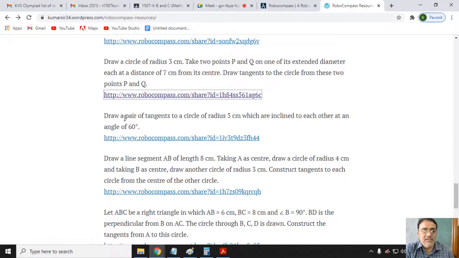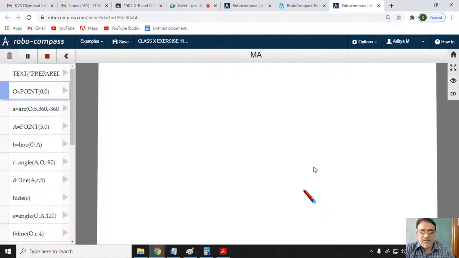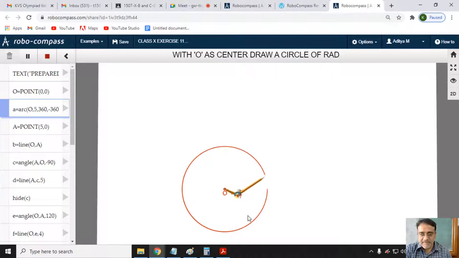Now we are moving towards the fourth construction. Draw a pair of tangents to a circle of radius 5 centimeter, which are inclined to each other at an angle of 60 degree. Right? This is also a very important construction. So first we are going to mark one center O, and with center O and radius 5 centimeter we are going to draw a circle.